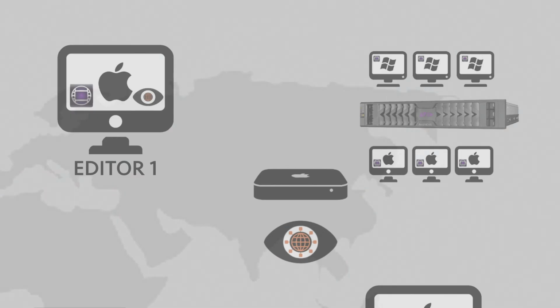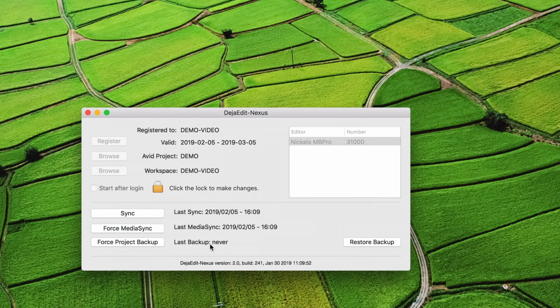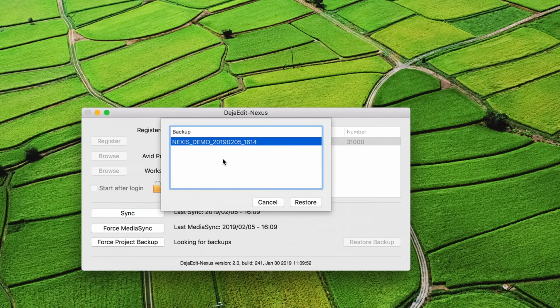When using DejaEdit Nexus, the backup is created on the computer which is running the software. Also here, the backup is created each night at midnight, but since this is a demo, we haven't made a backup. So I press Force Project Backup to create a backup. To restore the backup, I click Restore Backup, and a list with all backups made of this project is shown.